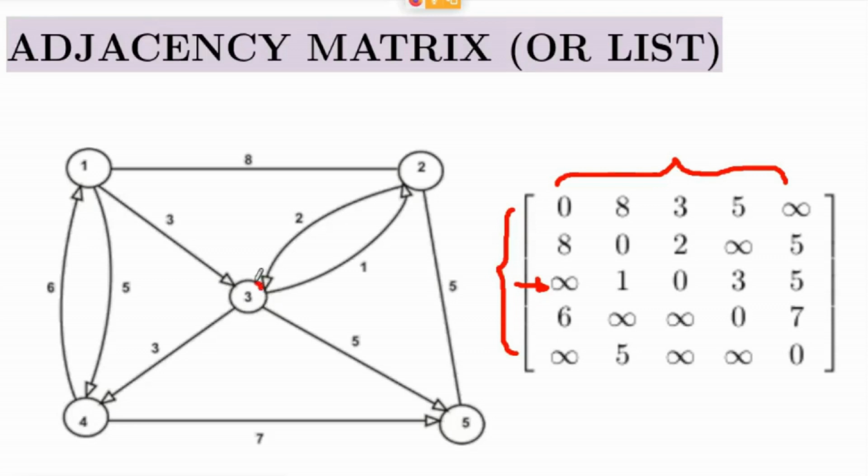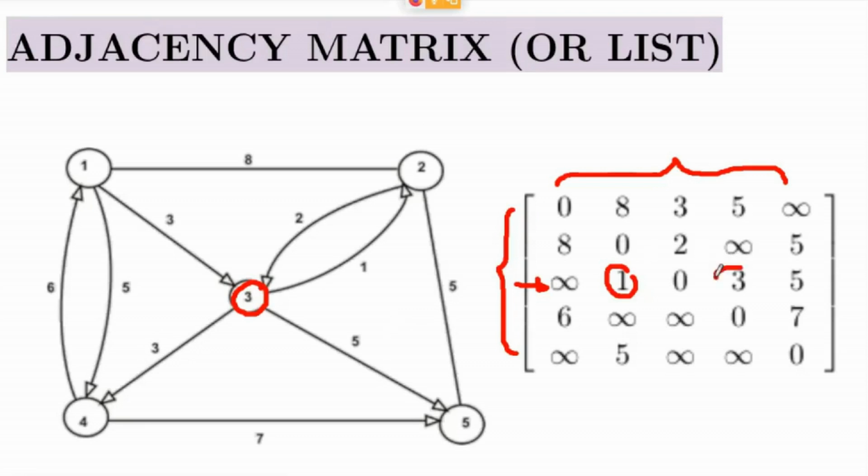And let's have a look at number 3. 3 is connected to node number 2. Can you see here with a weight of 1? That's why here we have on the second column for the third row a number 1. Then here connected to node number 4 with a total weight of 3.